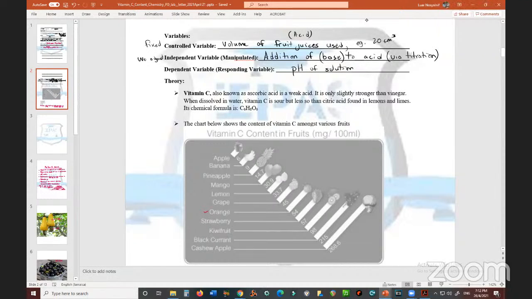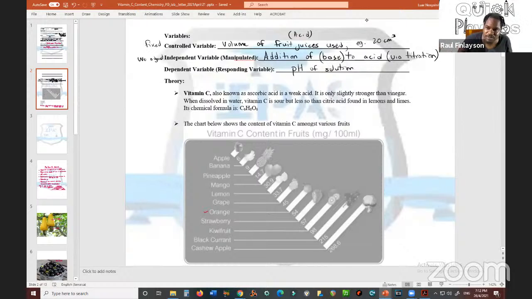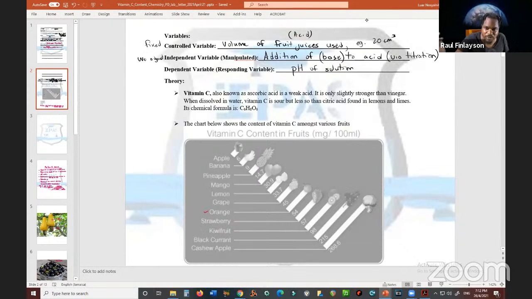The same thing happens here. Acid minding its own business, base minding its own business, but then slowly add the base to the acid and the acid will respond to the base. And how we measure it is the change in the pH. So it's the same thing. All right. Any questions here?